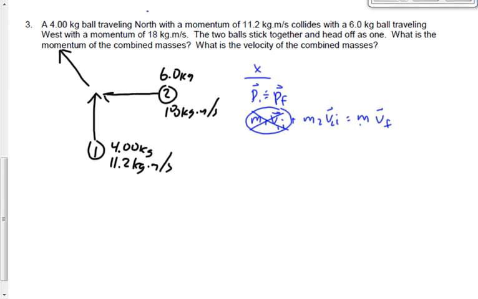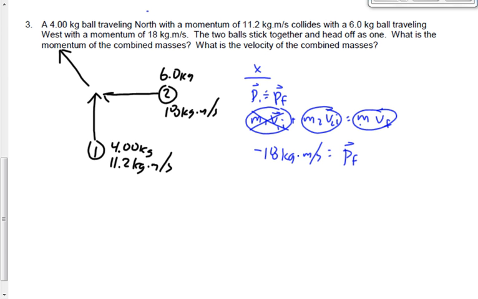Now, M2 is 6 kilograms. We also don't know what V2I is, but we don't need to know that one, not because it's 0, but because we already know that the total momentum m times v combined is already 18, or negative 18 because it's to the left. The combined mass here is going to be 10 kilograms, but you know what? Why don't we just find the final momentum instead of the final velocity, since that's part of the question anyways. So PF in the x direction is 18 kilograms meters per second to the west.